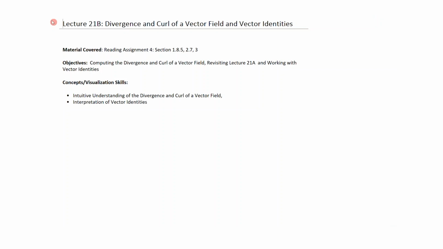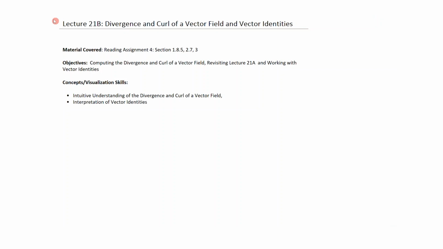The objectives of this teaching module are to compute the divergence and curl of a vector field, making use of the material which was presented in Lecture 21A. Revisiting Lecture 21A, that is basically using the definitions of divergence and curl to the calculations that we had started with, looking at a 2D vector field. And then lastly, working with vector identities.